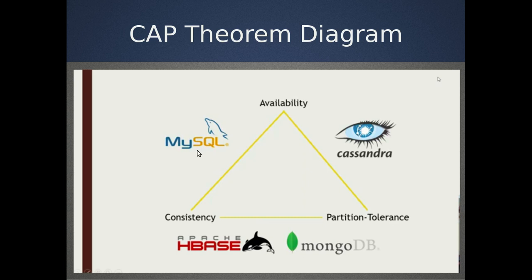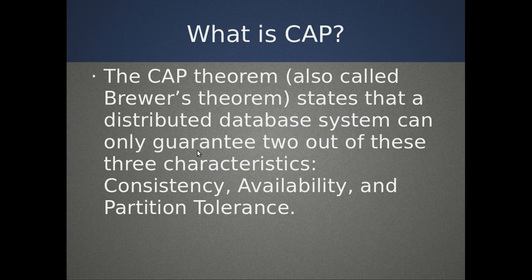What is C, A, and P? What is CAP? The CAP theorem states that a distributed database system can only guarantee two out of these three characteristics. Meaning, out of consistency, availability, and partition tolerance, you will get only either consistency and availability, or availability and partition tolerance, or partition tolerance and consistency.